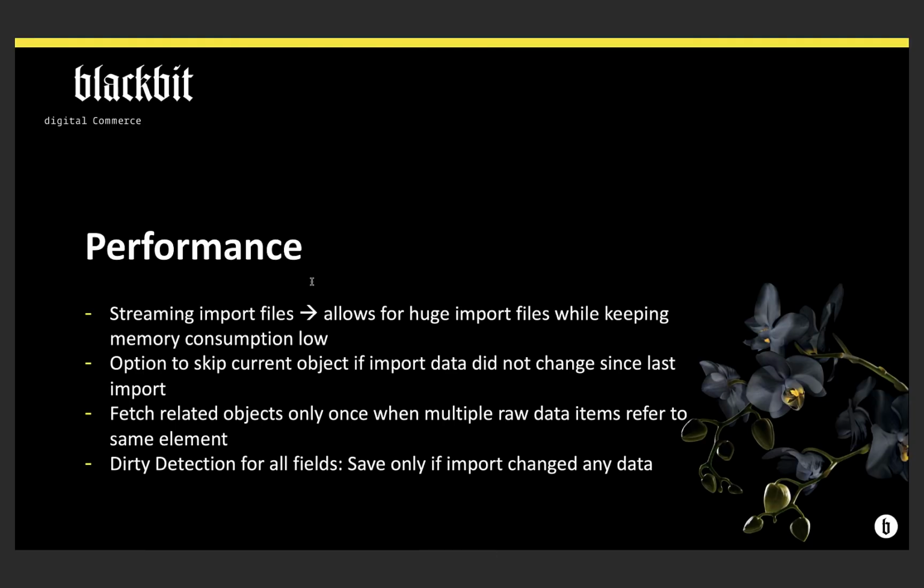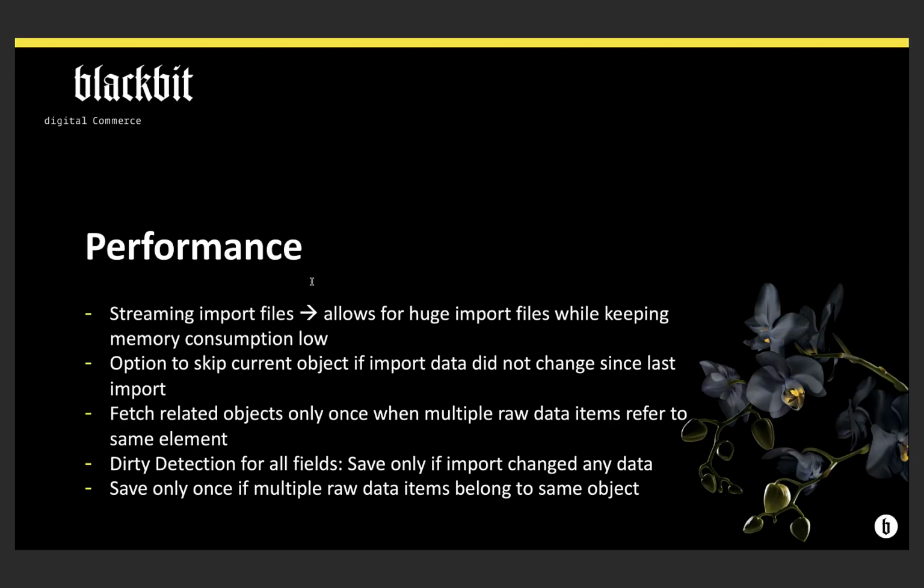Then before saving, we have dirty detection for all fields, and we save the object only if the import changed any data. If nothing changed, then there's no necessity to save the object again. And we save only once if multiple raw data items belong to the same object. This can happen when you import data from folders, for example. Then there could be multiple files, and in those separate files, the same data object could be referred to multiple times.